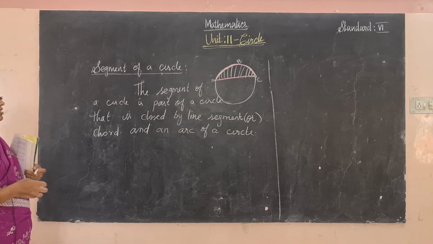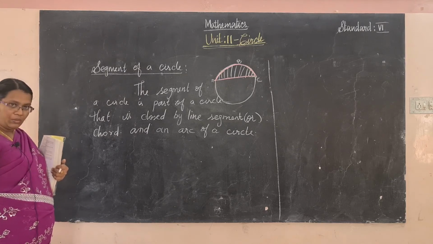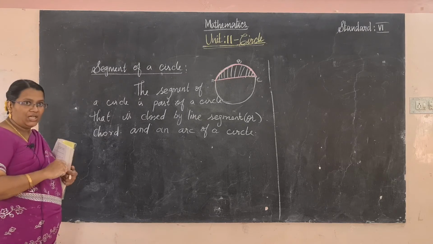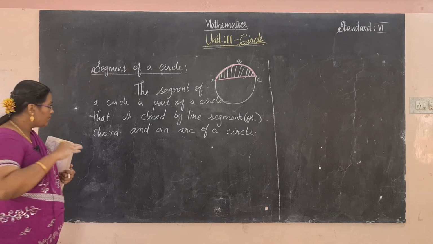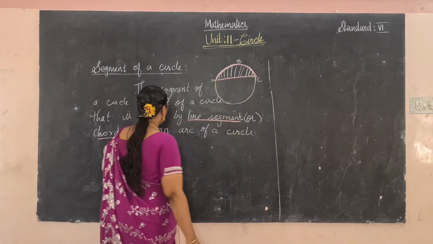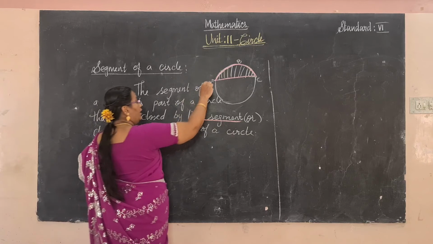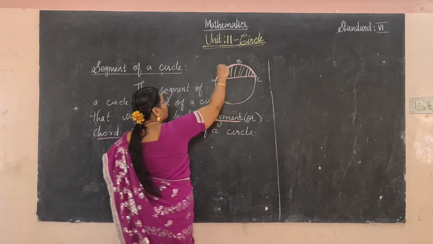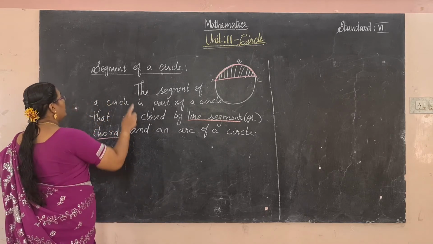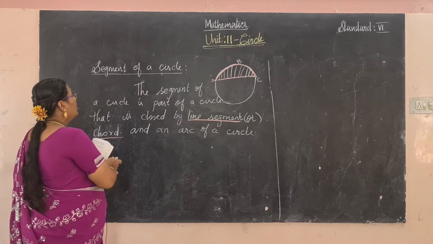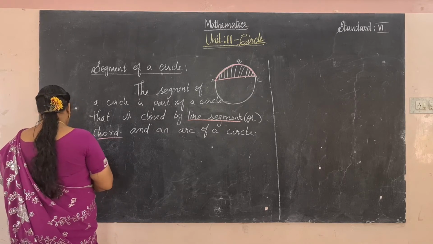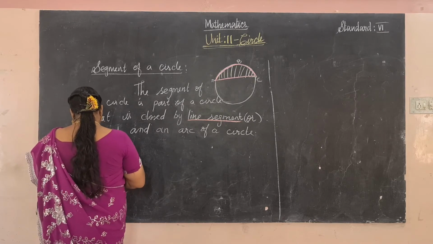Okay, so the segment of the circle means a part of the circle that is closed by the chord. That is a line segment, AC. And one more, the arc of the circle. The arc of a circle together with the chord is called the segment of a circle. Here also there is a major segment and a minor segment.